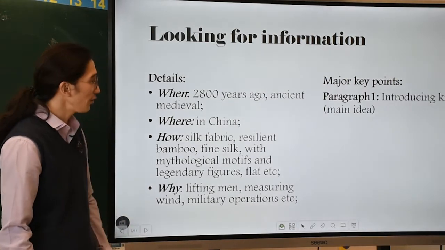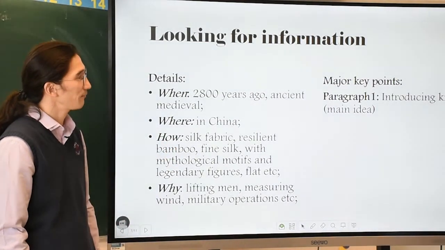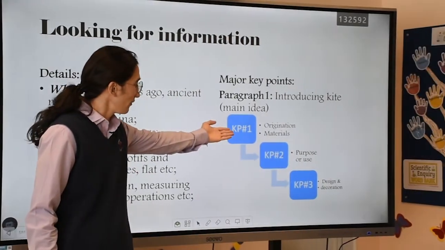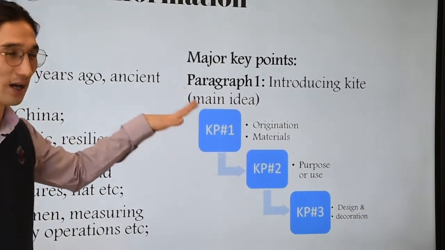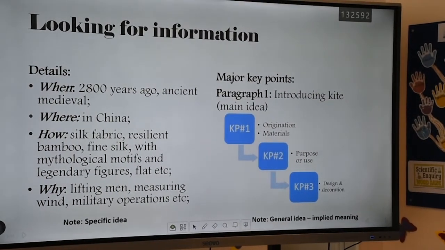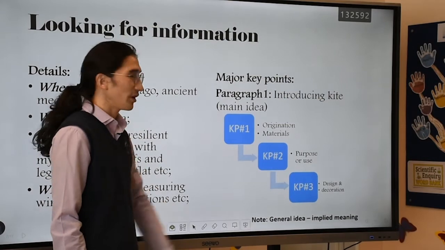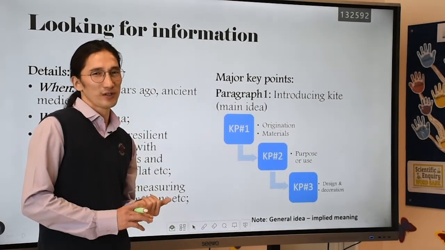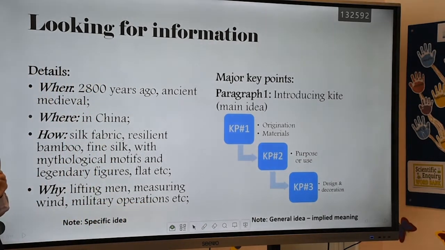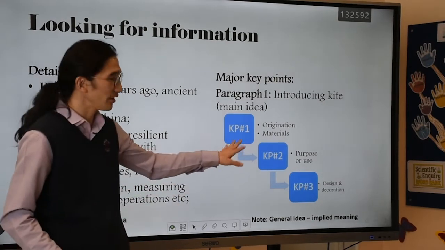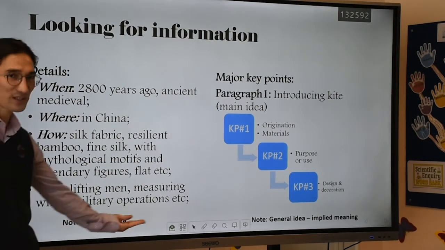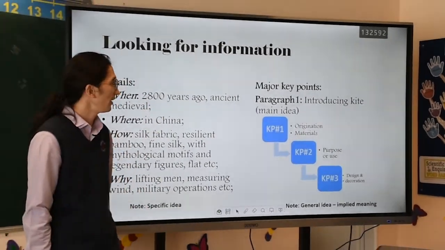But if you look at the major or key points, it was introducing the kite, right? So let's look at the first key point. It was talking about origination and the materials. And in the second key point, it was talking about how it was used and why it was used. In the last part of the first paragraph, it was talking about decorations, right? So simply, the details are very specific ideas, very small ideas.